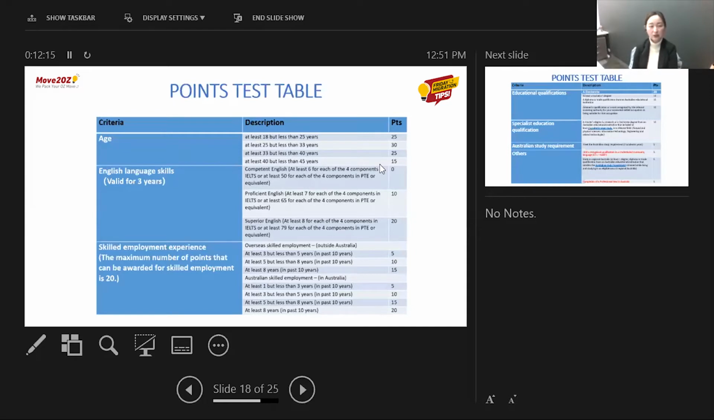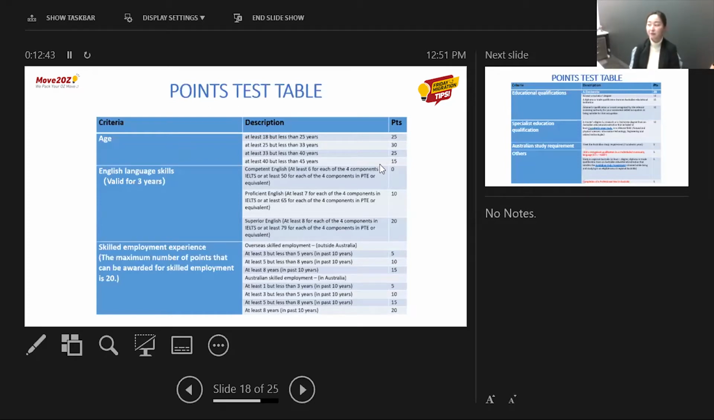The second one is called English language skills. We're looking at IELTS, TOEFL, PTE, CAE. All those are the qualified or recognized English tests you can take to meet the English requirement. I would say most people take PTE instead of IELTS or TOEFL because it's considerably easier to get higher scores in PTE than in other English tests.